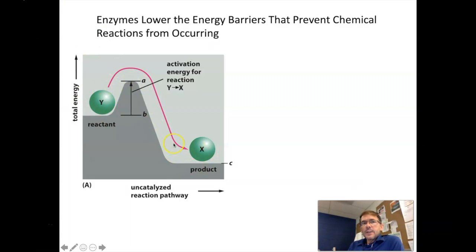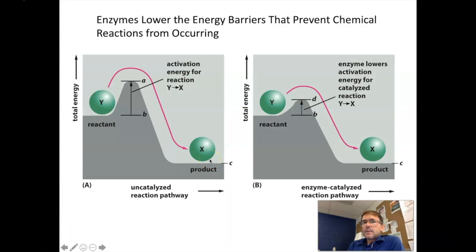For enzymatic reactions, this is what we're talking about here. There's a barrier to the conversion of Y to X. So with the addition of an enzyme, right, this is more likely to occur. There's less barrier.